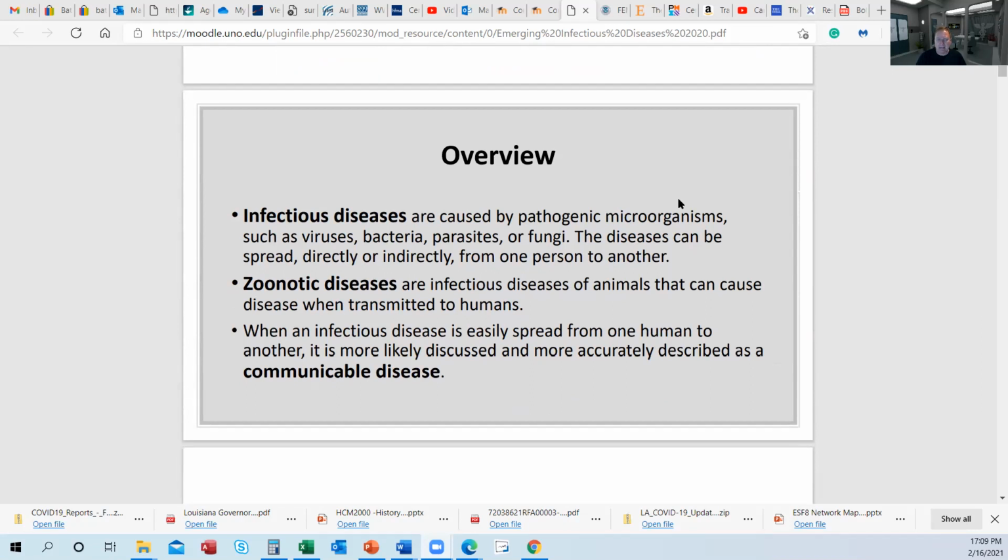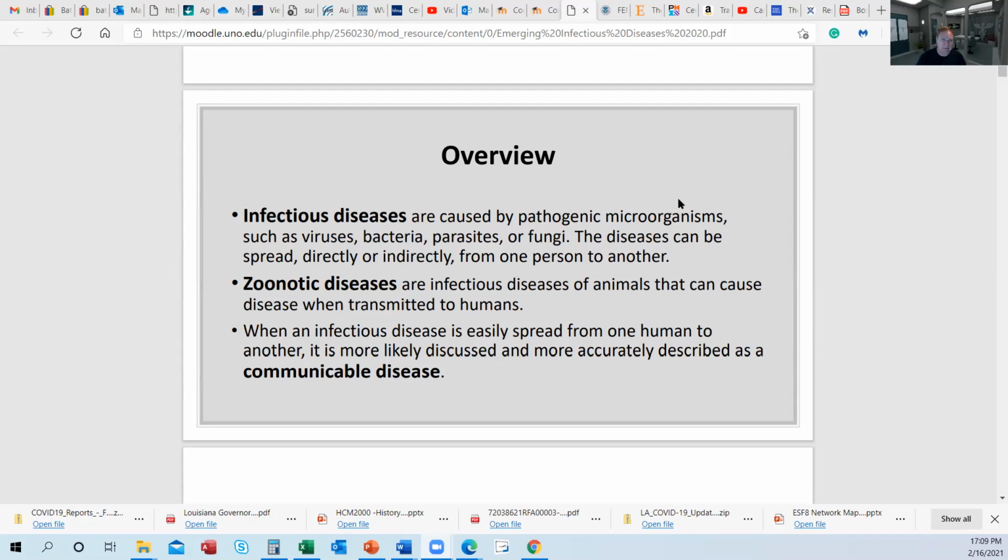Anything that's caused by a pathogenic microorganism is an infectious disease. And typically, if they pass from human to human, that is in and of itself an infectious disease. A zoonotic disease is when diseases of animals can lead to transmission of diseases in humans, or be transmitted to humans. And the best example we have of that is COVID-19.